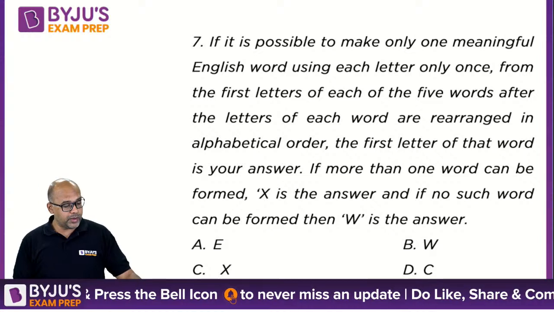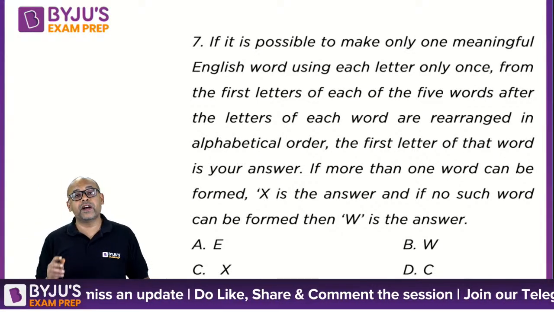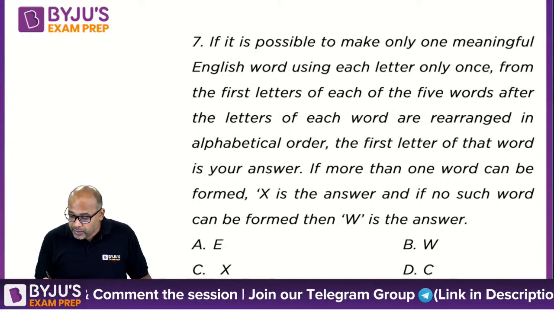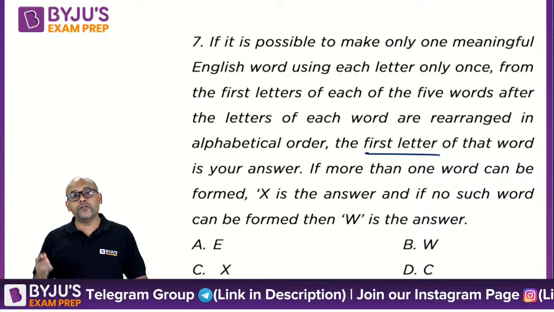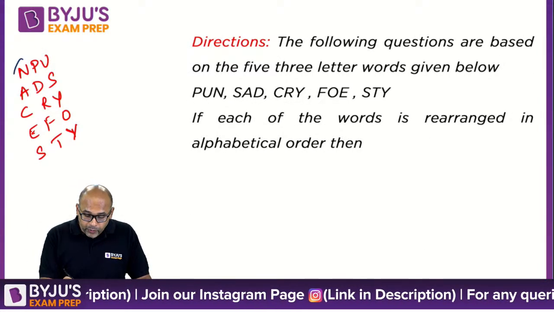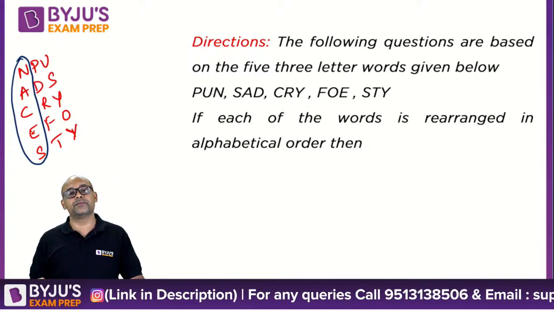Okay, so that's about 1 minute. So let's go back. What are they saying? The 5 words are arranged alphabetically. Then you are picking the first letter. You're only picking the first letter of each word. So this is the alphabetical order. You are picking up only the first letters. So these are the first letters, NACES.